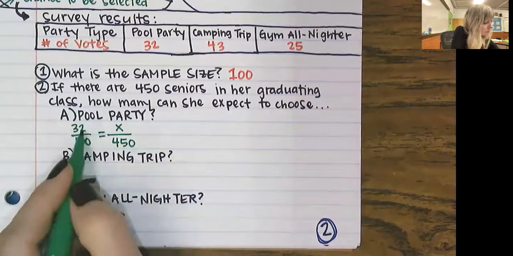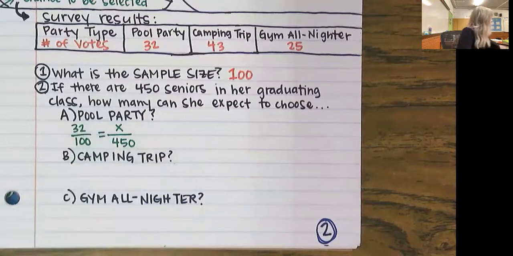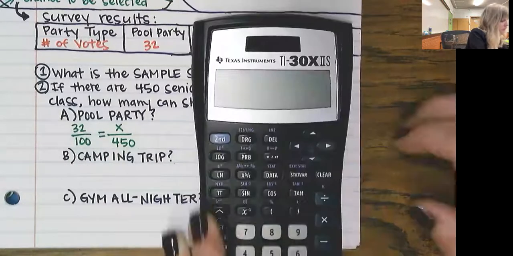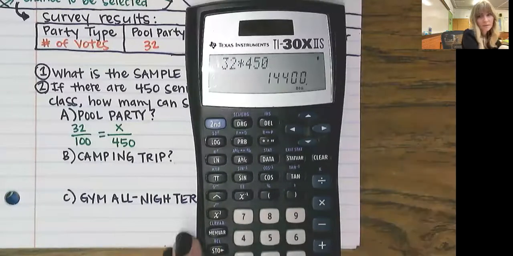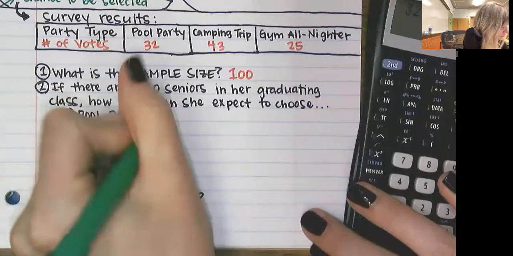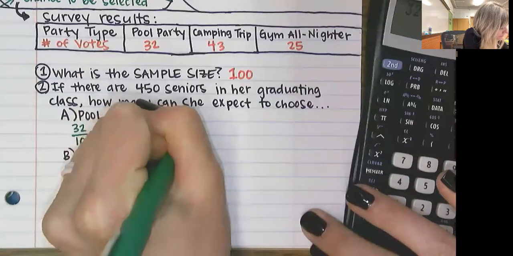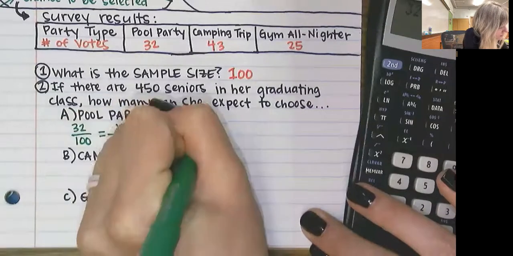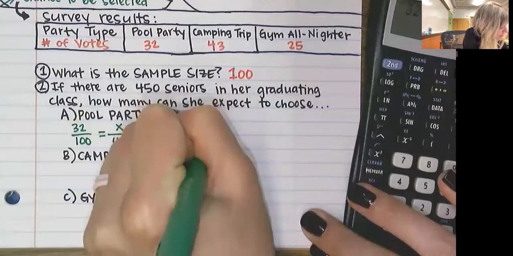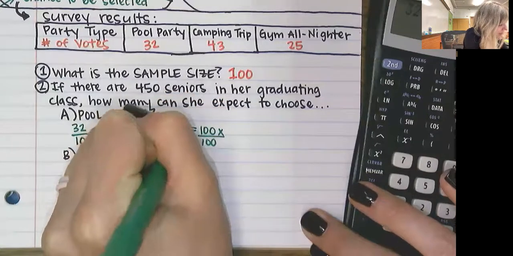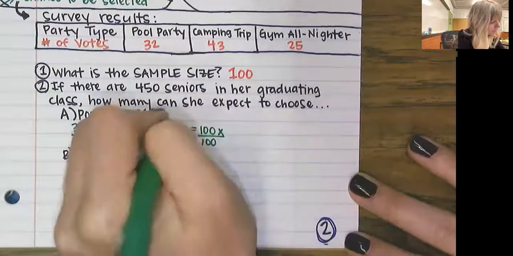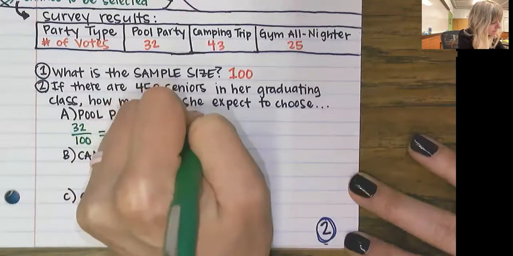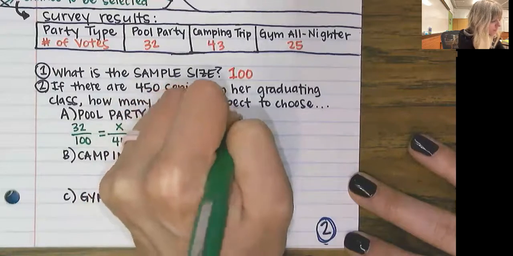Now to solve this, we're going to cross multiply. So in our calculator, we're going to go 32 times 450, right? We all remember cross multiplying. We've used it a lot. 14,400 equals 100x. We divide both sides by 100, and we could expect 144 seniors to choose the pool party.